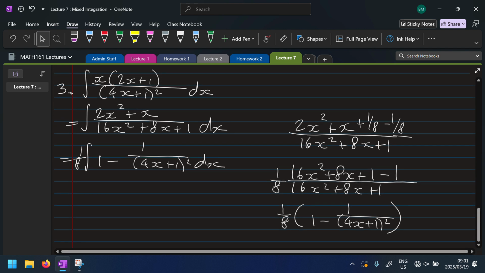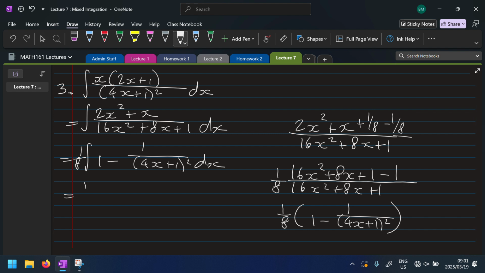Now everything's factored. We can integrate immediately. So this is going to be 1 over 8. Integrating 1, that's just going to be an x, minus 1 over 8 times 1 over 4 from the u substitution, and 1 over 4x plus 1. And then that becomes a plus.